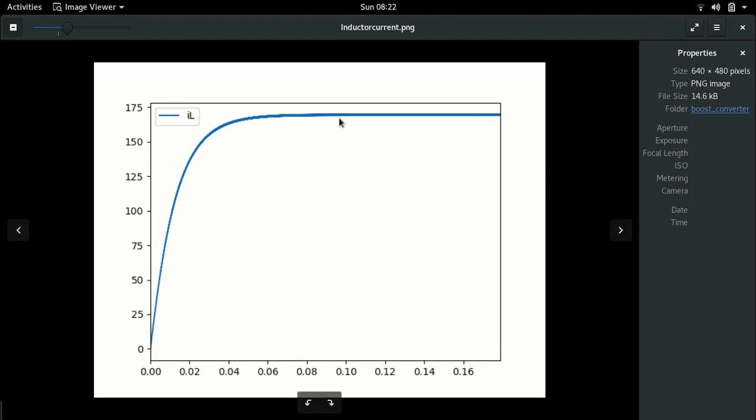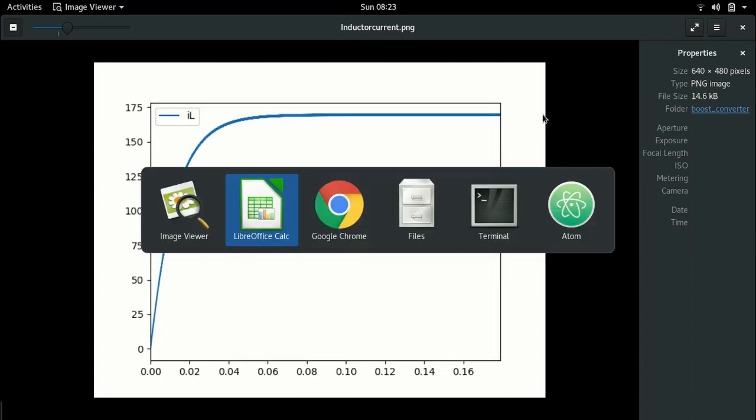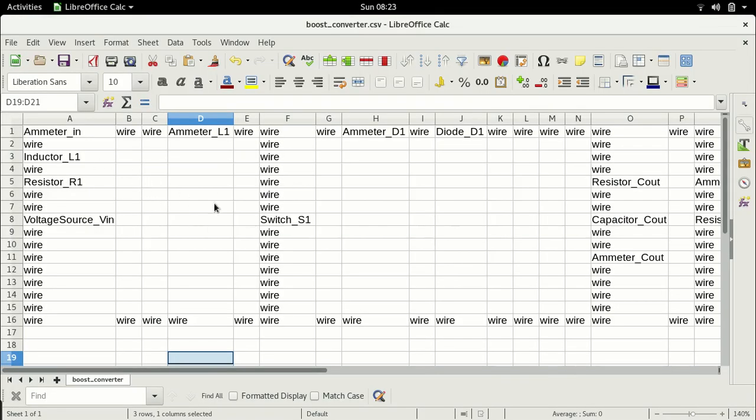Now, think about this for a minute. We have a 12 volt battery and we are extracting a current of 175 amperes from it, right? This is totally impractical, because this current is going to place a huge stress on this switch, because the entire current is going to flow through this switch, right?